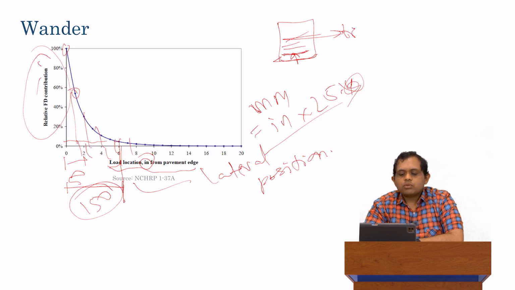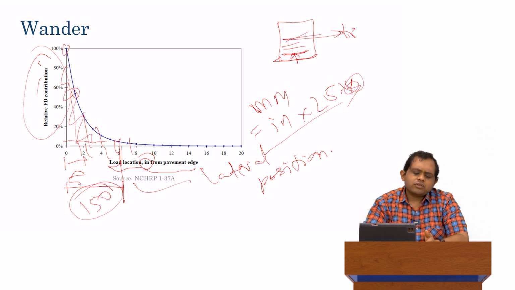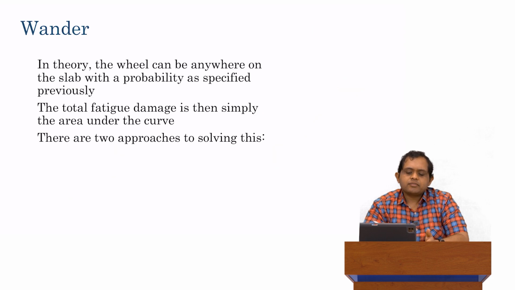I can calculate then what is the fatigue damage, and then I simply multiply the probability of that position with the fatigue damage, and I will end up getting the average fatigue damage for taking into account this phenomenon of wander. That is basically the area of this curve. As I've highlighted over here, that's basically the area of the curve.